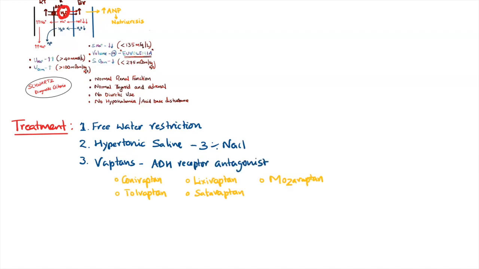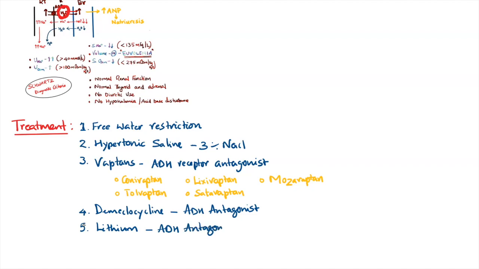These are some of the Vaptans which are available in the market. We commonly use tolvaptan and conivaptan. Other drugs which can be used are demeclocycline and lithium. These are also ADH receptor antagonists. Remember, lithium is no longer recommended for the treatment of SIADH. Sometimes we give loop diuretics like furosemide to increase the free water excretion.